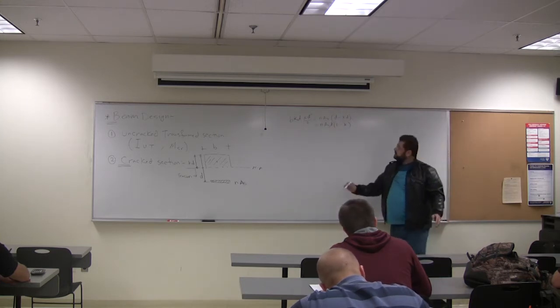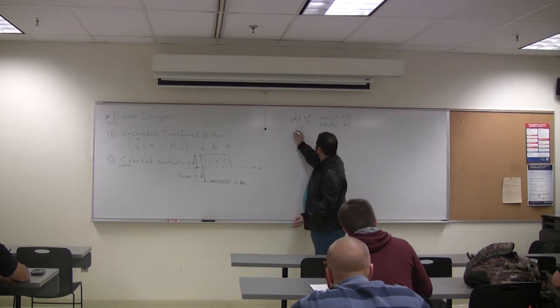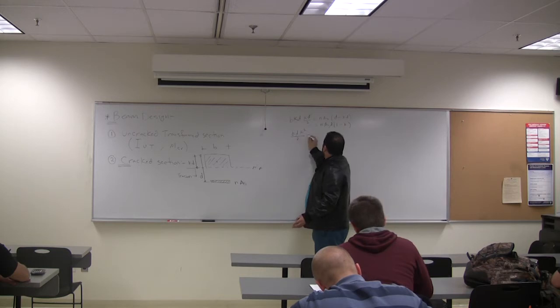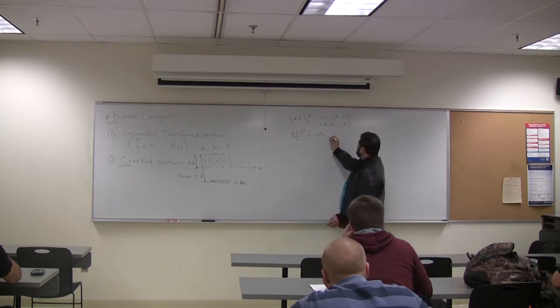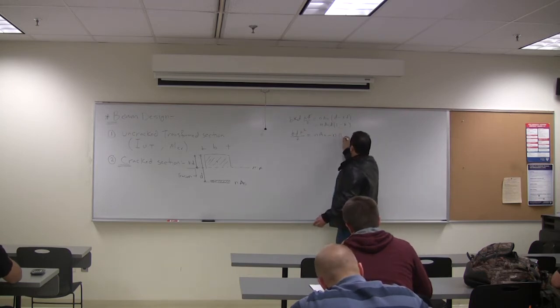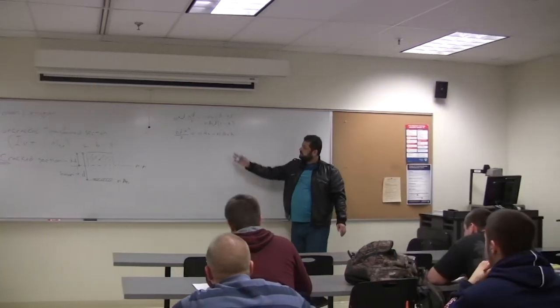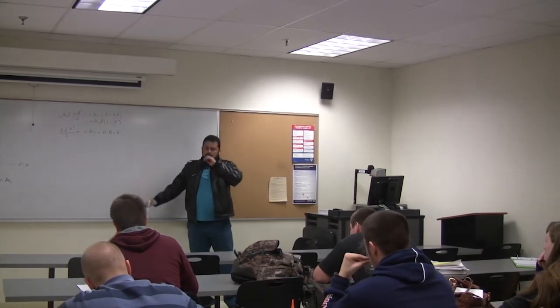What else can I cancel? Nothing, I think. So I have B, D, K squared over 2 equals NAS minus NAS K, right? You agree? You guys agree on this?